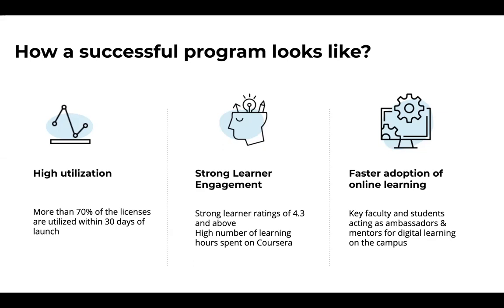And again, as admins, you can track both of these on the admin platform. So if you're seeing typical learner ratings of 4.3 and above and a high number of learning hours spent on Coursera, that's another indicator that you have a successful program on the cards.